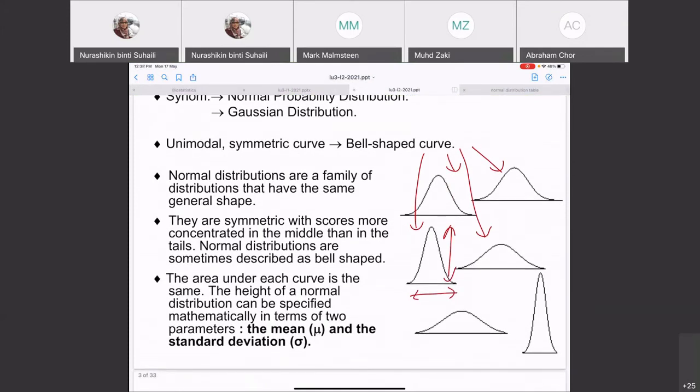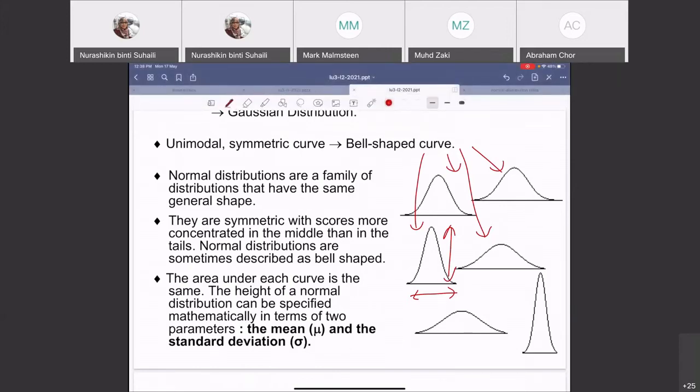Normal distributions are a family of distributions that have the same general shape. They are symmetric, with scores more concentrated in the middle than in the tails. Remember, when we talk about this kind of distribution, this is what we call the peak, and this is the tail. This one is what we call the tail.